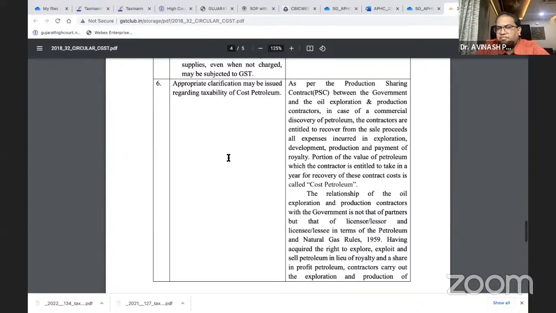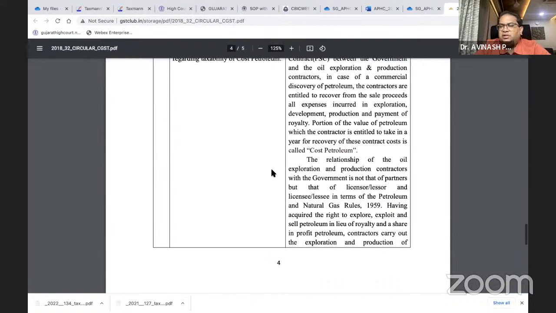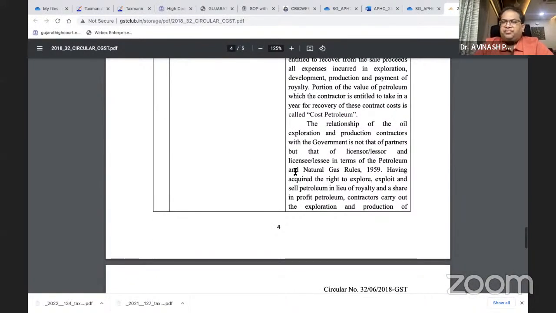So what is this? There is a production sharing contract between the government and the oil exploration and production contractors. In case of a commercial discovery of petroleum, the contractors are entitled to recover from the sale proceeds all the expenses which are incurred in the exploration, development, production, and payment of royalty. And a portion of the value of petroleum which the contractor is entitled to take in a year for recovery of these contract costs is called cost petroleum.